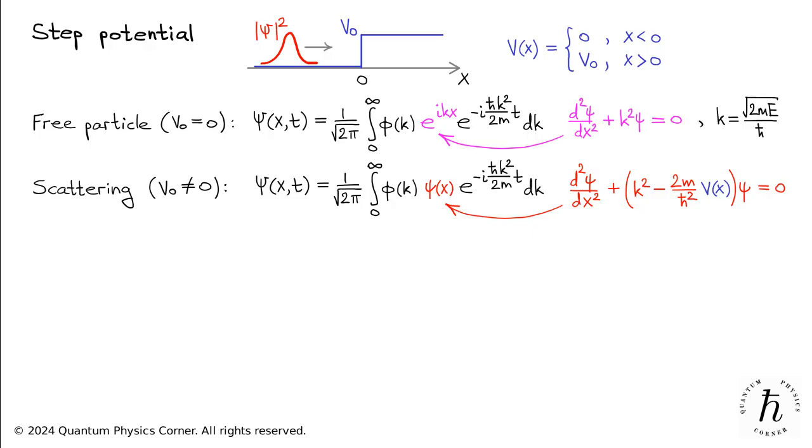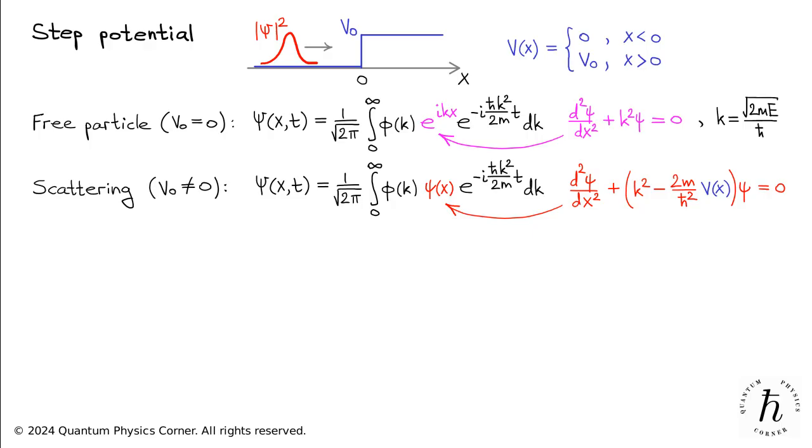So, to predict the particle's wave function during and after its interaction with the potential step, we need to solve the last equation. The obtained solution can then be fed into the integral, which can be evaluated, analytically or numerically, to yield the particle's wave function psi. The exercises accompanying this lesson will guide you through the process of solving the time-independent Schrödinger equation for the step potential. Here, I will only highlight the key points.